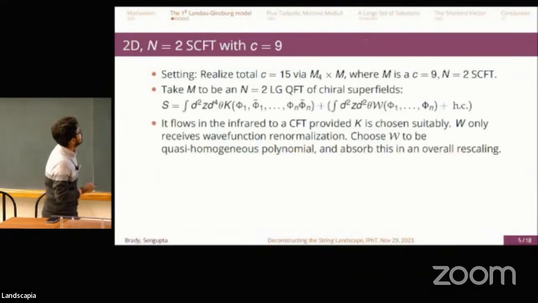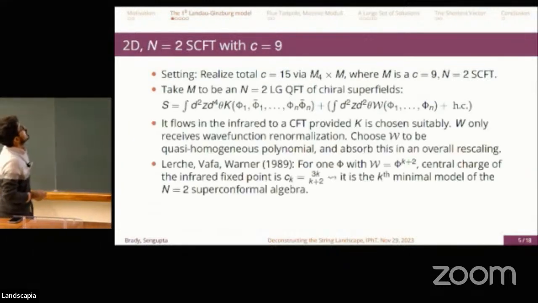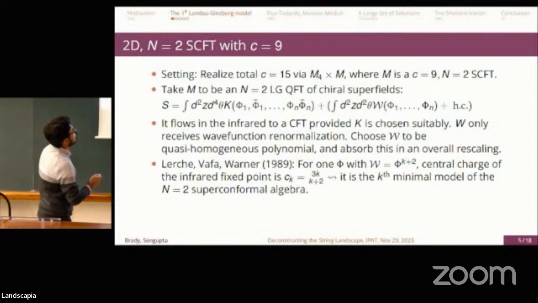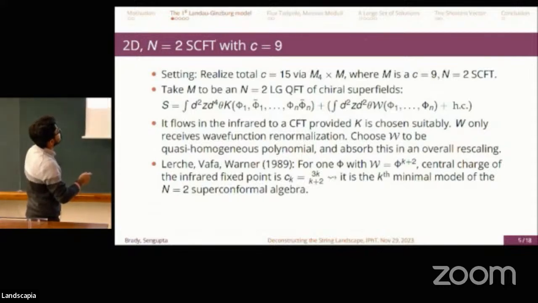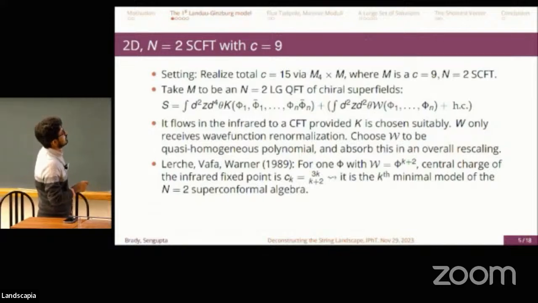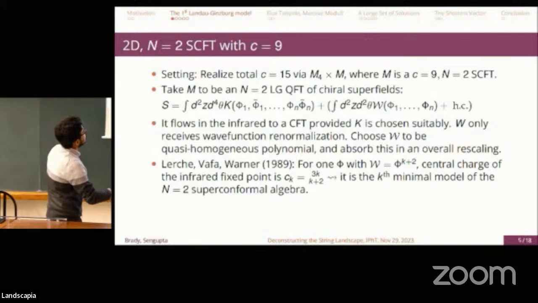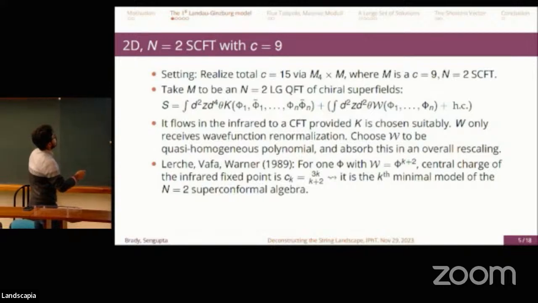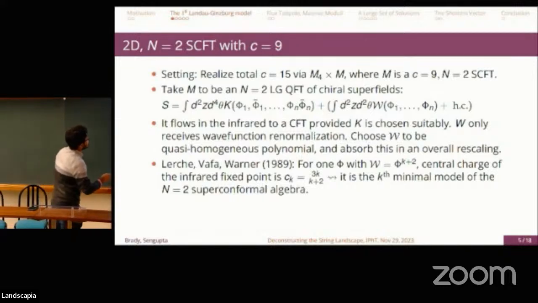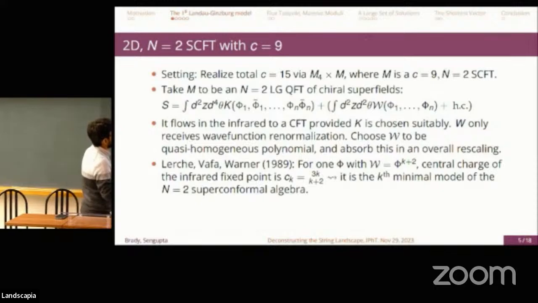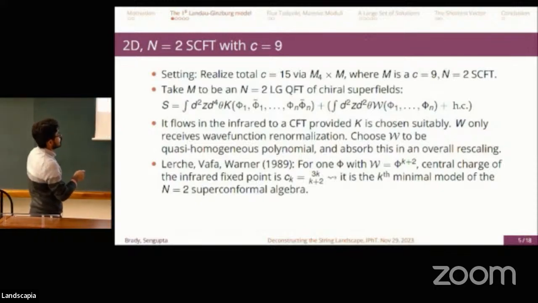Let me first give you the basic ideas. We write down string theory where c equals 15, on M4 times N, where M4 is the non-compact space-time directions and N is the internal SCFT, where c equals 9. An N equals 2 Landau-Ginzburg QFT of chiral superfields is usually given by this kind of an action, where W is the worldsheet superpotential and K is the Kähler potential. There should be a comma right here that's missing. It is believed that it flows in the infrared to a CFT provided K is chosen suitably.